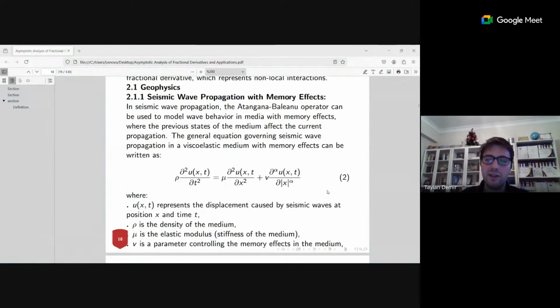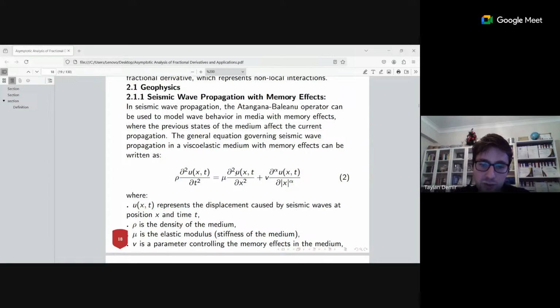In the geophysics area, we can use this model, and the general equation governing seismic wave propagation in a viscoelastic medium with memory effects can be written as shown here, and it can be used for seismic wave propagation with memory effects in geophysics. U represents the displacement caused by the seismic wave at position x and time t, but this derivative is not a fractional order derivative. We use the normal integer order partial derivative, but alpha is a fractional order. Alpha is defined between 0 and 1.